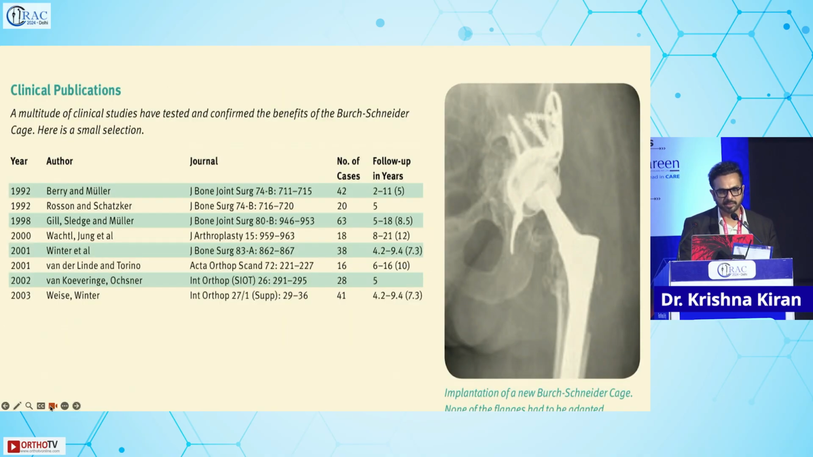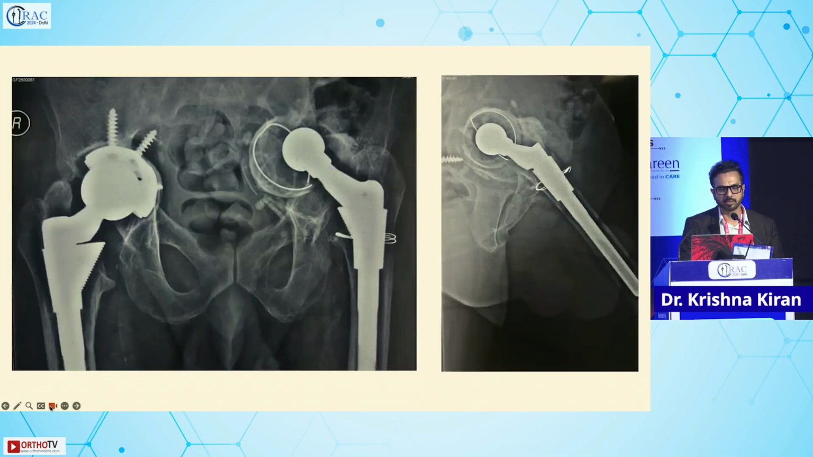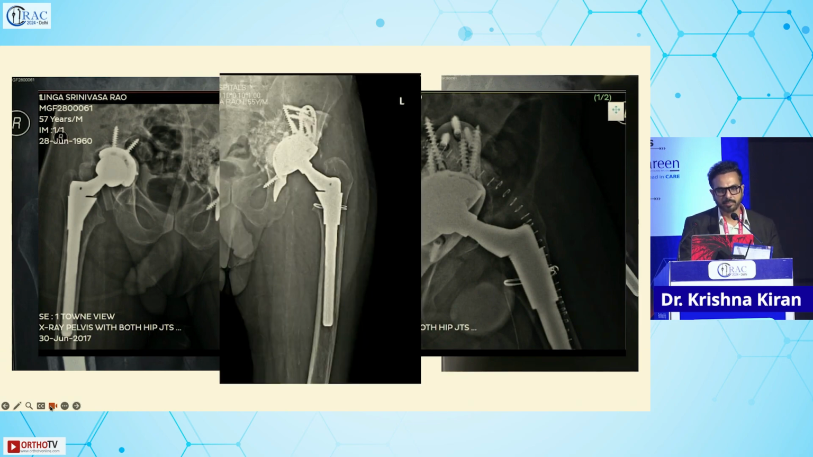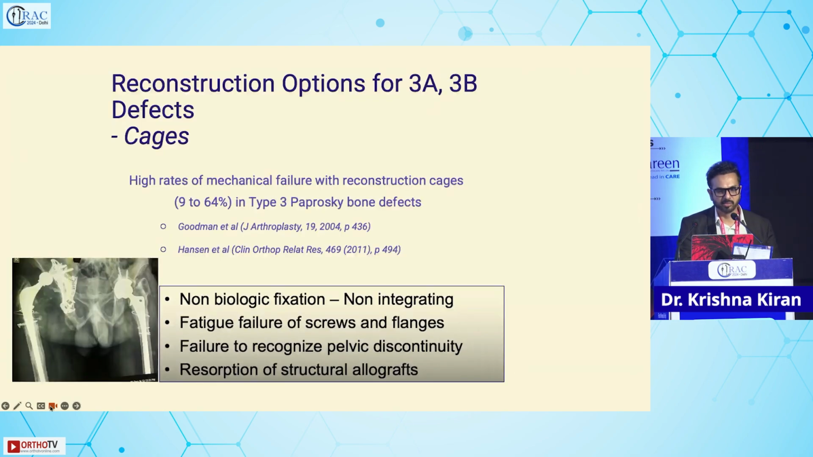Some evidence in literature shows decent outcome at 5 years, but most of these devices tend to fail at about 10 years post-op because of structural failure of the cage themselves. This is a 3B defect which I showed previously, where we use the ischial flange into the ischium, inferior fixation, medial bone grafting, and this particular patient did well.